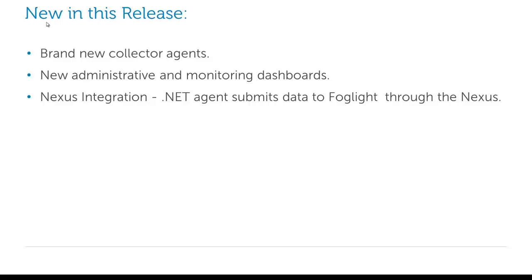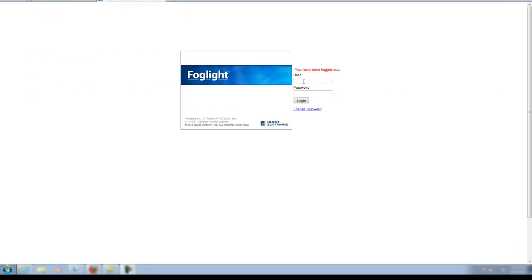We will now proceed with the installation. For the purpose of this video, we will assume you already have FMS 567 and you've installed and activated a compatible version of the Foglight Agent Manager on your .NET monitored host and your Nexus host. Open your FMS console via web browser and log in with your appropriate credentials.